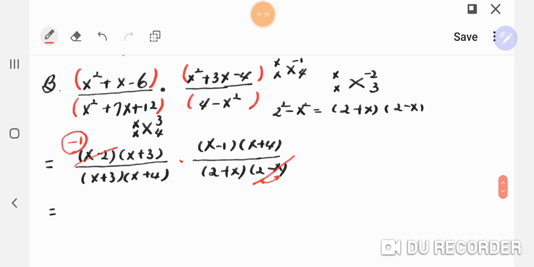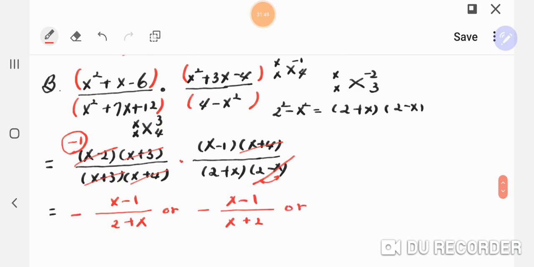Okay, x plus 3 is here in both numerator and denominator. X plus 4, x plus 4. Okay, that's it. So the answer will be negative sign moves to the front. And the numerator is x minus 1. Denominator is 2 plus x. So we can change the denominator starting with x. So x plus 2, numerator is x minus 1.